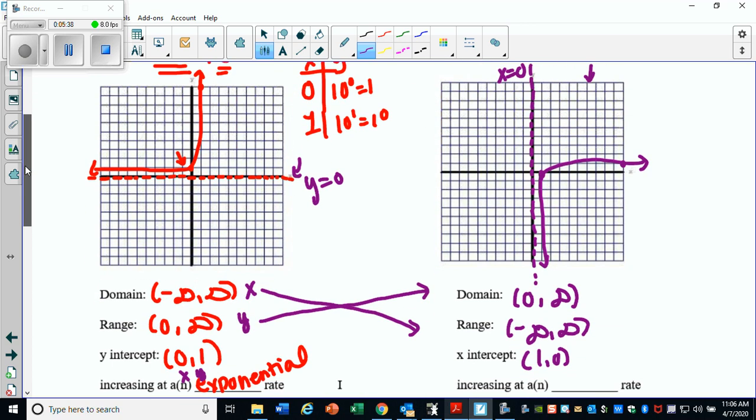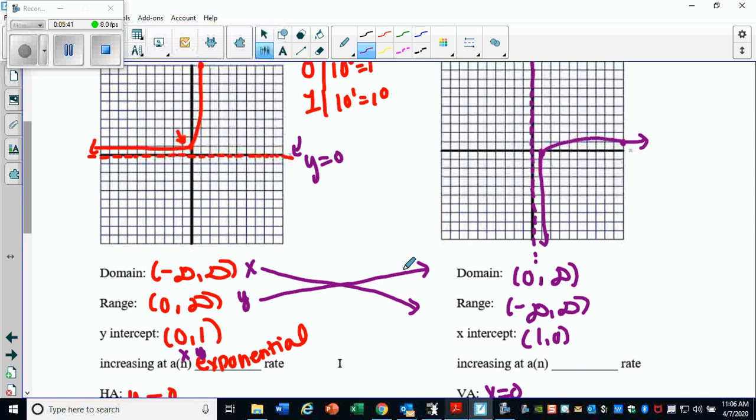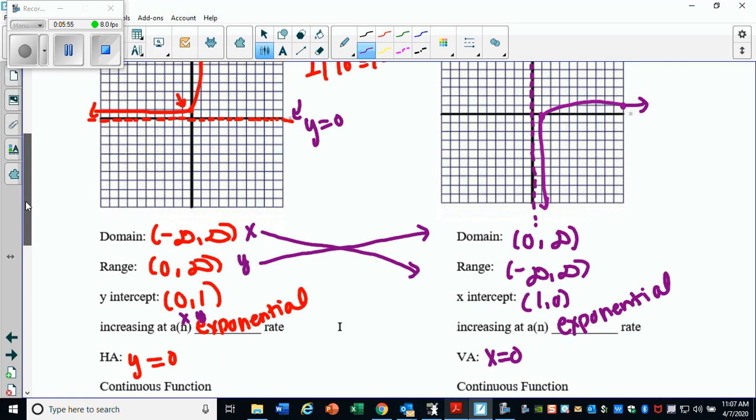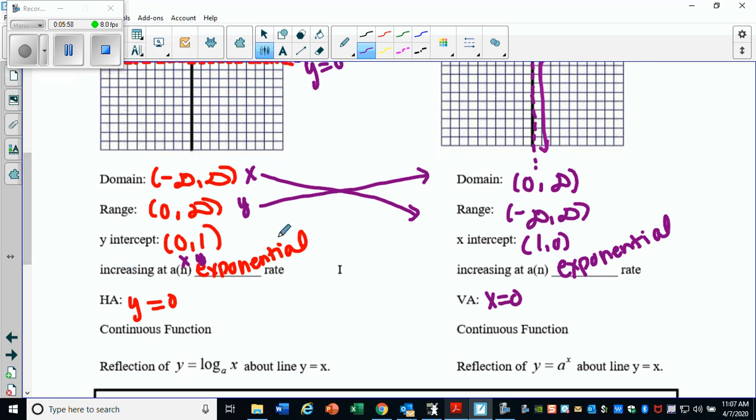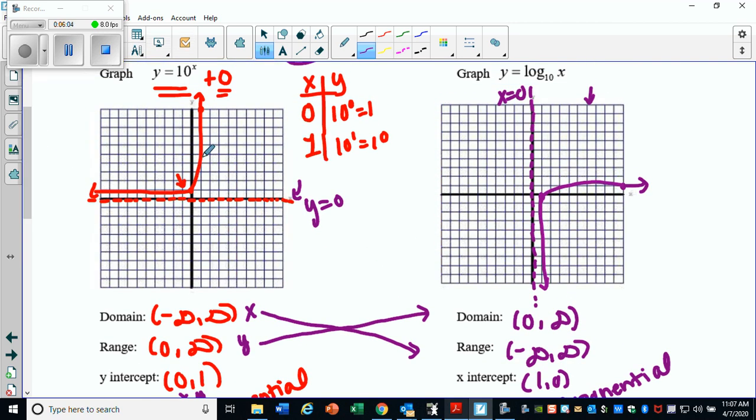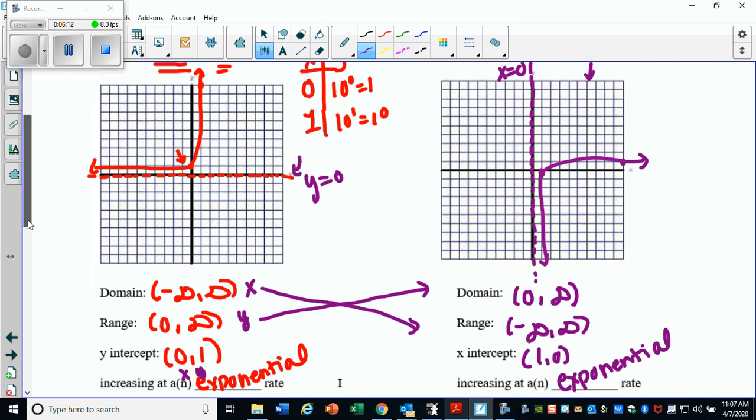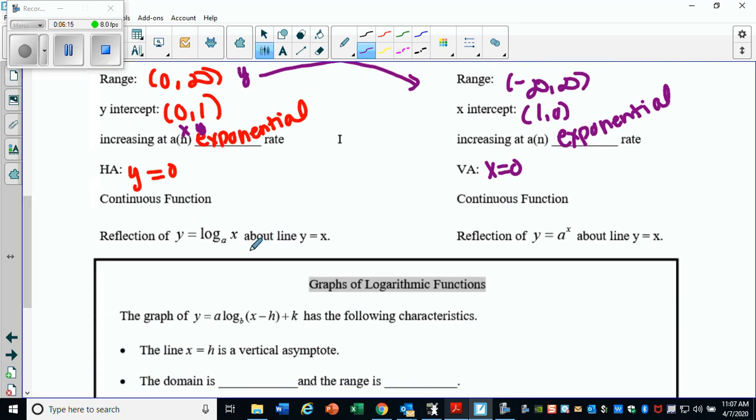All right, so let's take a look at the last couple of questions. This is also increasing at an exponential rate. Why is it increasing at an exponential rate? Well, that is because it's the inverse of an exponential function. Both of these are continuous functions, which means I'm not picking up my pencil at all to draw them. Then what we also know is they're inverses of each other. Remember, anything that is an inverse of each other is a reflection about the line y equals x.